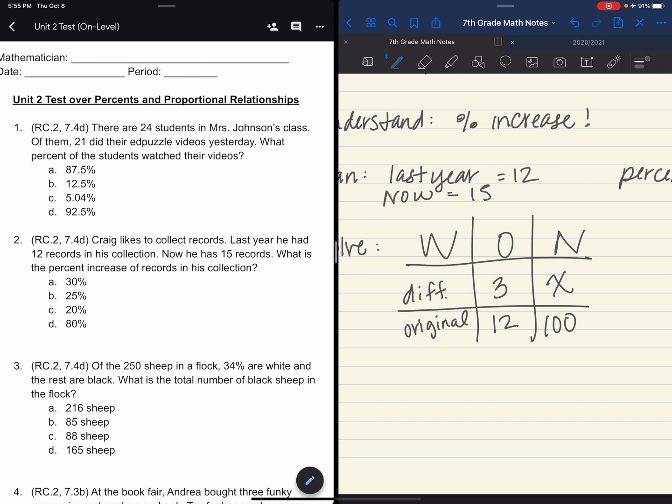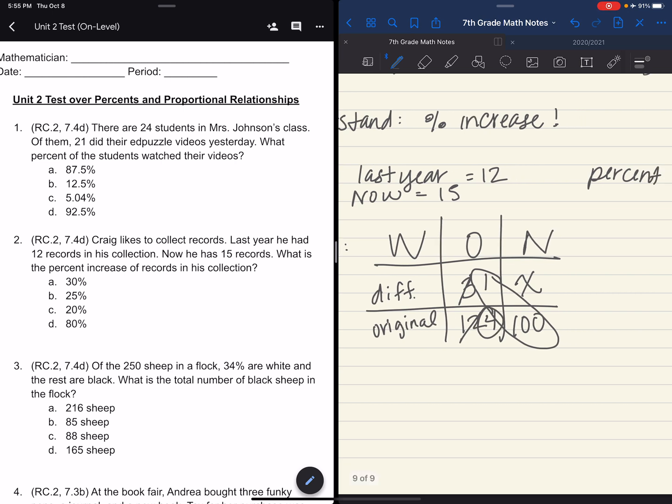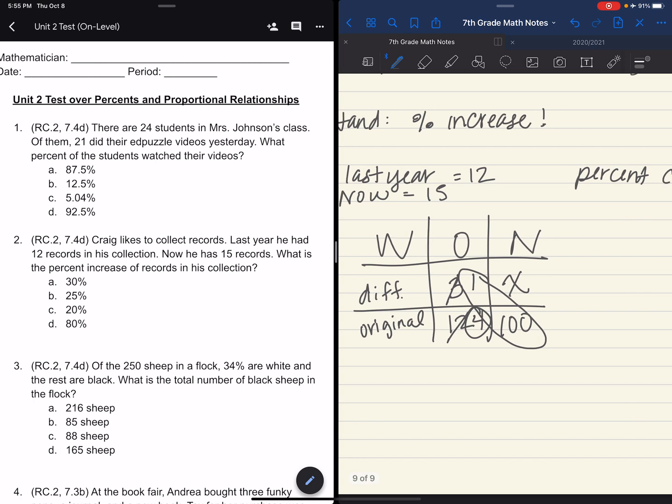Now, I can just cross multiply and divide here, but since 3/12 is something that I can reduce, I'm going to do that. So I will reduce both of these by 3. 3 divided by 3 is 1. 12 divided by 3 is 4. So now, when I cross multiply and divide, it's a bit easier to do it because they're smaller numbers.